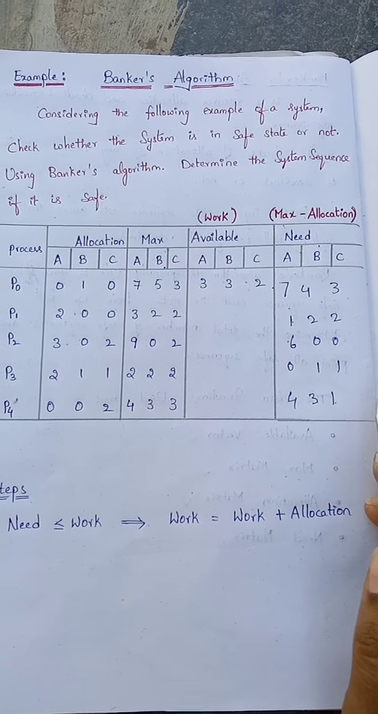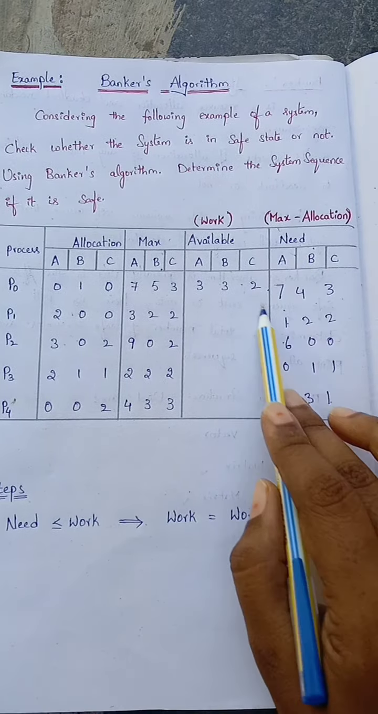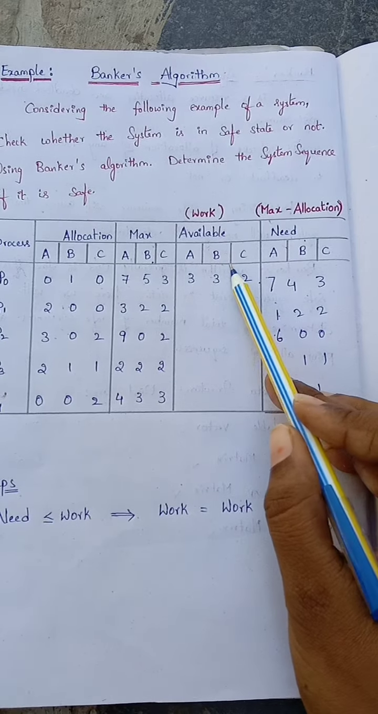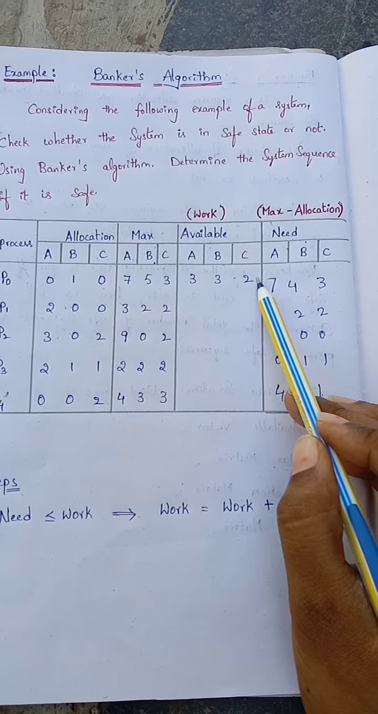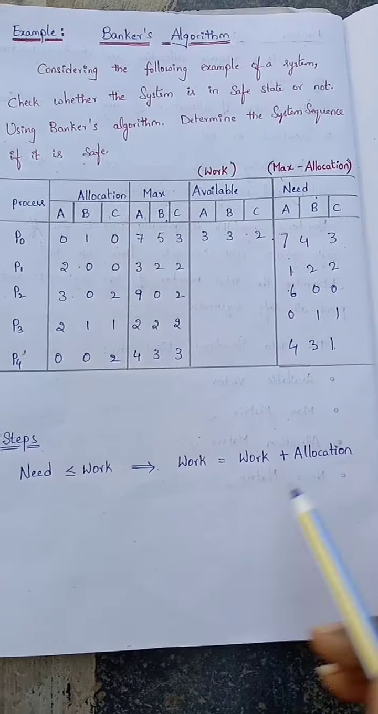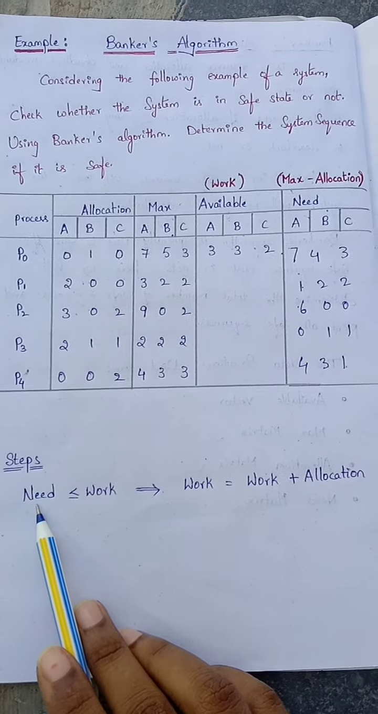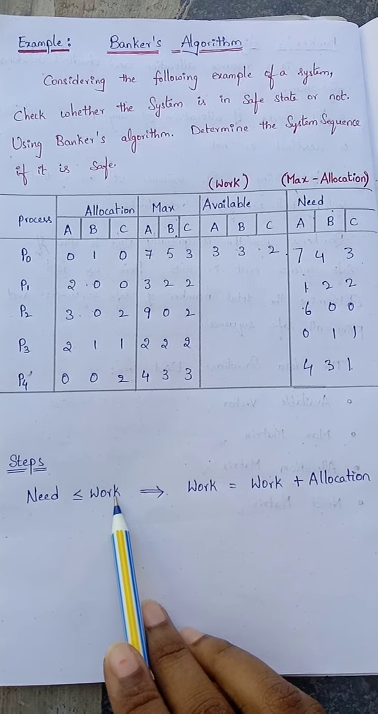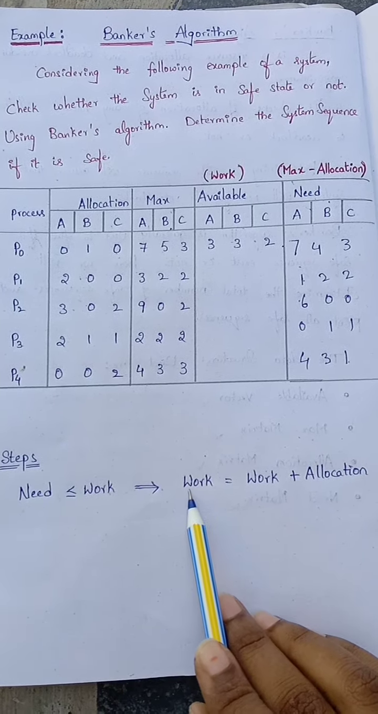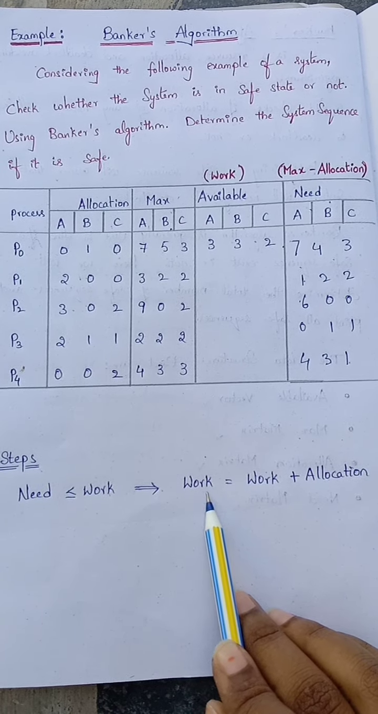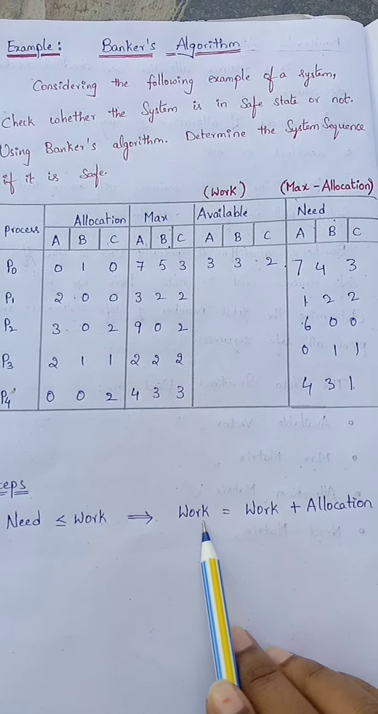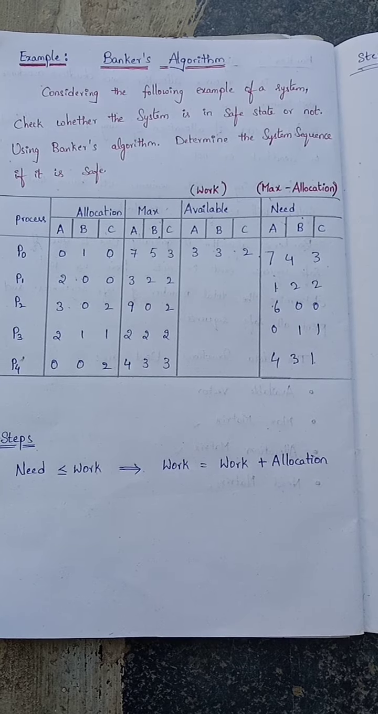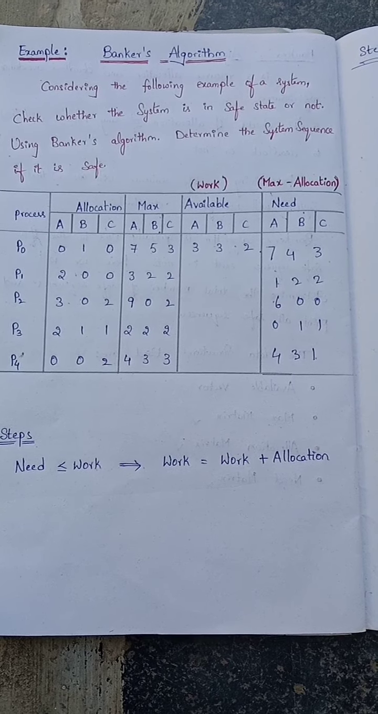according to the algorithm, we need to compare the need of each process with the work. The work is initially given as 3, 3, 2. So let's start our steps. The condition is need less than or equal to work. If the condition is true for a process, we need to update the work. The formula is work equals work plus allocation. So first let me take the process P0.